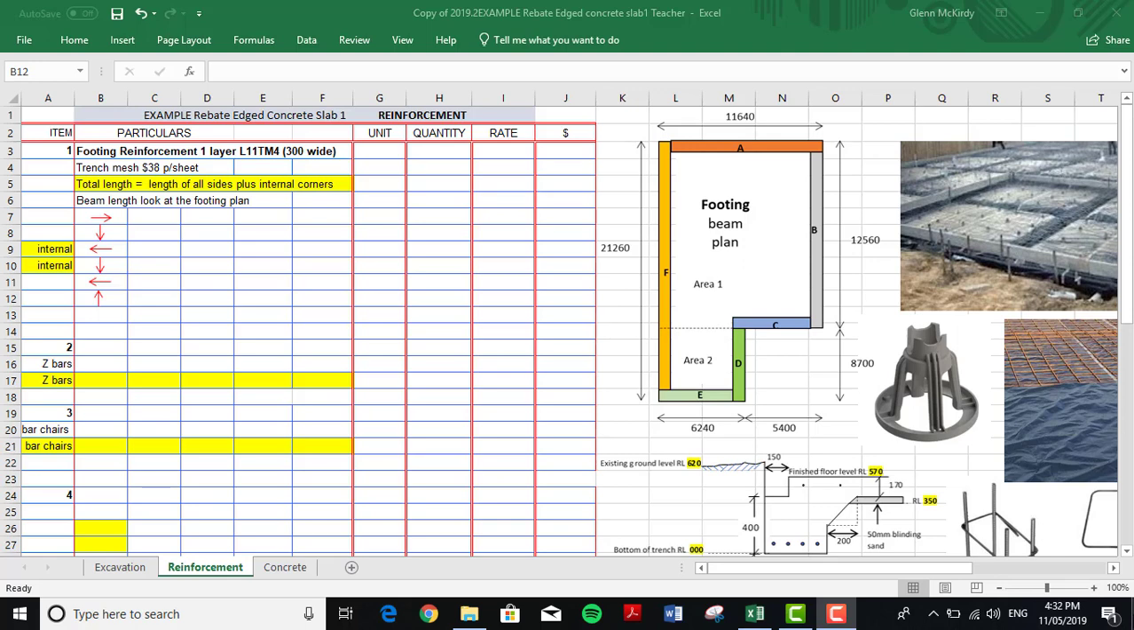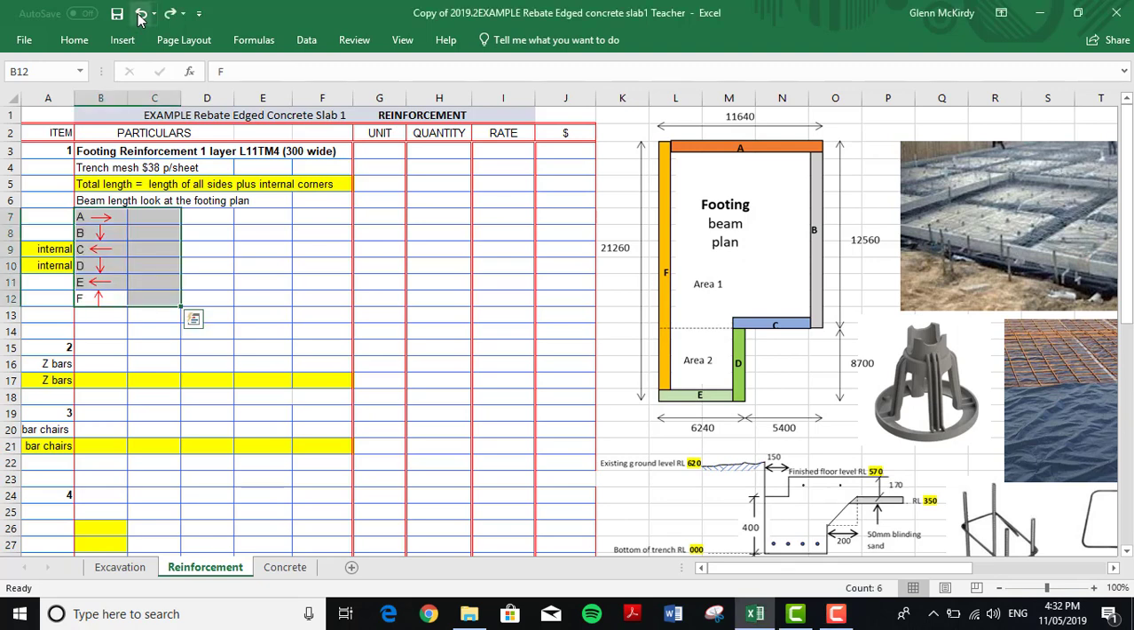Hi everyone, we're looking at an example again. This is for a rebate edge concrete slab and this is for the reinforcement. So we'll just go through the steps. This has been discussed in class. We don't need to use the into-over method here because the steel goes from corner to corner. It's tied on the corner and it overlaps.